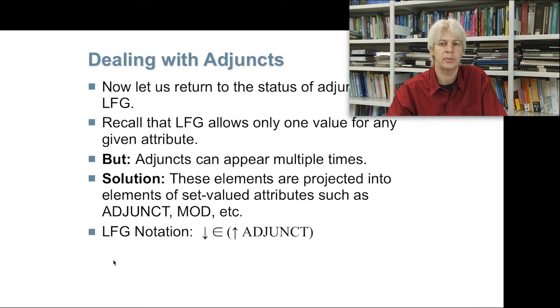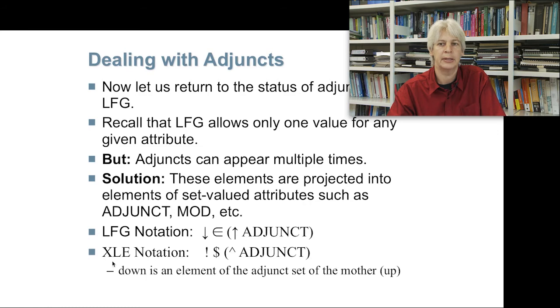And then you just keep adding more stuff into that set. Sets are defined to be able to have several elements in them. The corresponding XLE notation reads exactly the same: down is the element of the up's adjunct. It's just that the notation is different. It's an ASCII-friendly notation, if you recall. So we'll see that in the grammar in a little bit.